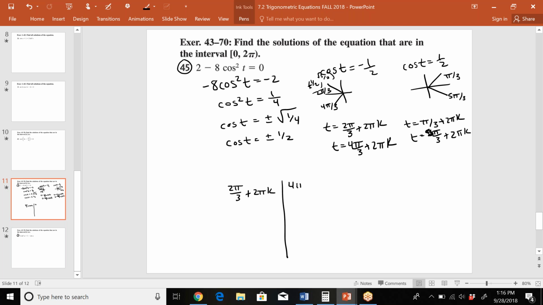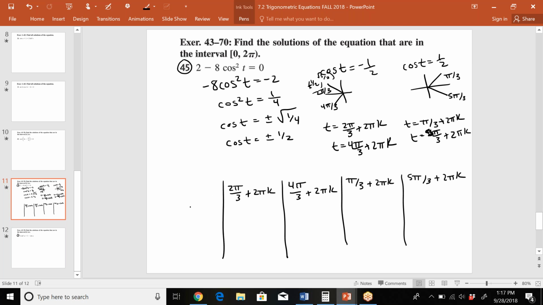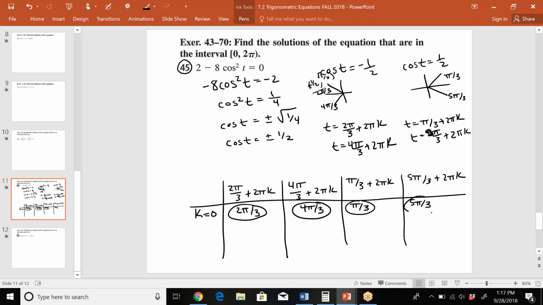And then 4 pi over 3 plus 2 pi k, and pi over 3 plus 2 pi k, and 5 pi over 3 plus 2 pi k. And you're going to imagine plugging in different values for k. Now, if we plug in k equals 0, you just get the angles. So 2 pi over 3 is definitely between 0 and 2 pi. So is 4 pi over 3. So is pi over 3. And so is 5 pi over 3.